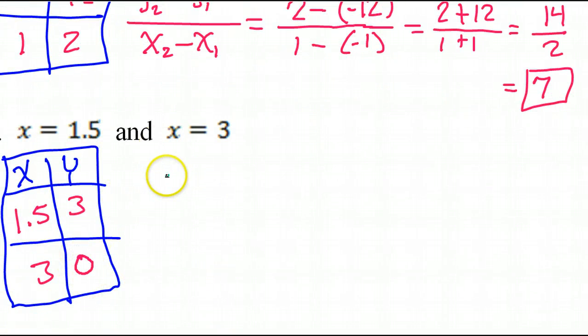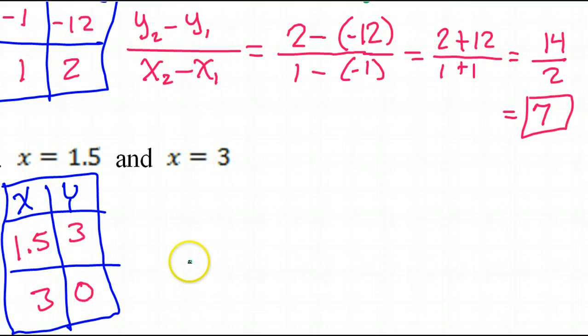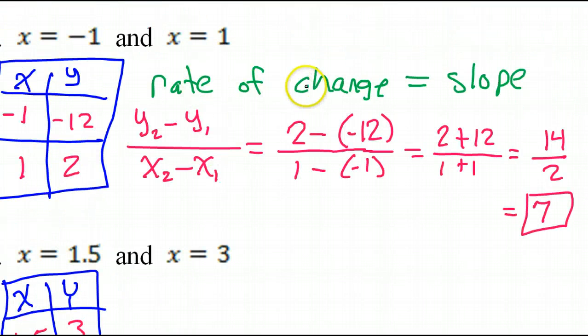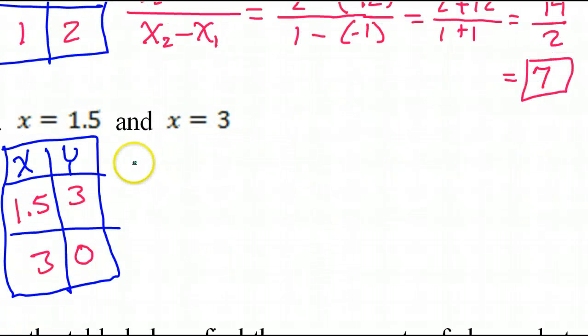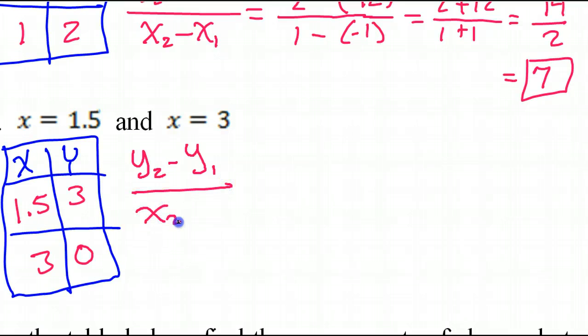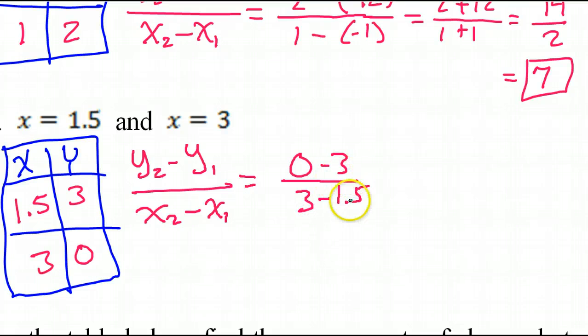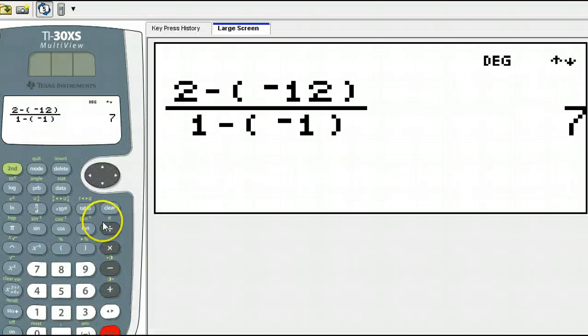Okay, now we will do our slope calculations, because rate of change equals slope. So let's go ahead and do our y2 minus y1 over x2 minus x1. Y minus y, so that would be 0 minus 3. Now x minus x, so 3 minus 1.5. With the decimals and all, I'm just going to put this in the calculator.